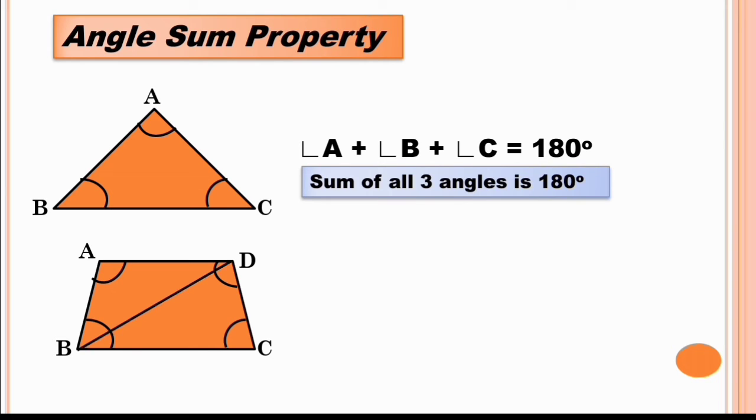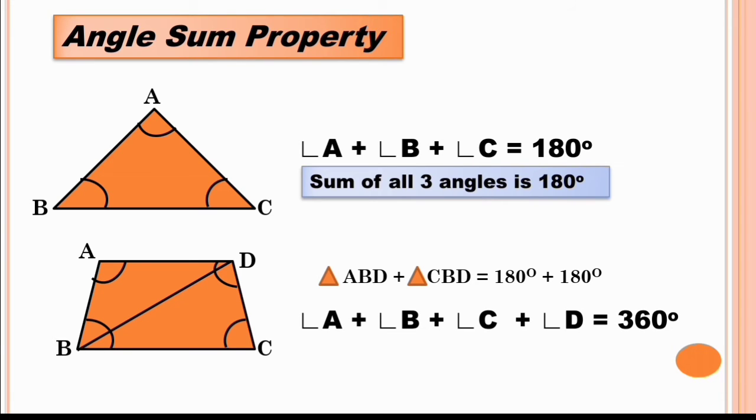If we join the diagonal of this quadrilateral ABCD, BD is the diagonal. This diagonal BD is dividing the quadrilateral into two triangles, triangle ABD and triangle BCD. And as we know, in a triangle the sum of all angles is 180 degrees. So triangle ABD plus triangle CBD equals 180 degrees plus 180 degrees, we will get 360 degrees. It means in a quadrilateral the sum of all angles is equal to 360 degrees. Angle A plus angle B plus angle C plus angle D equals 360 degrees.